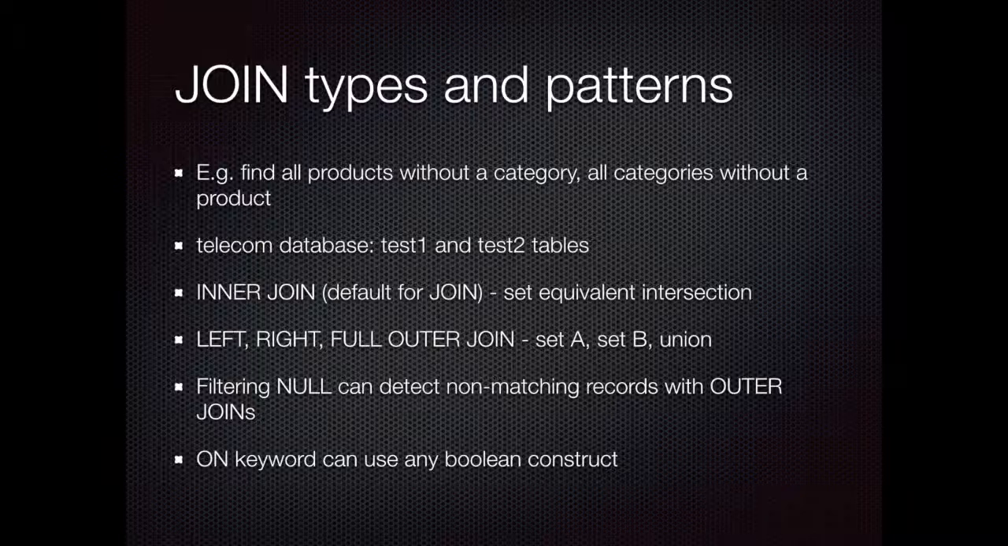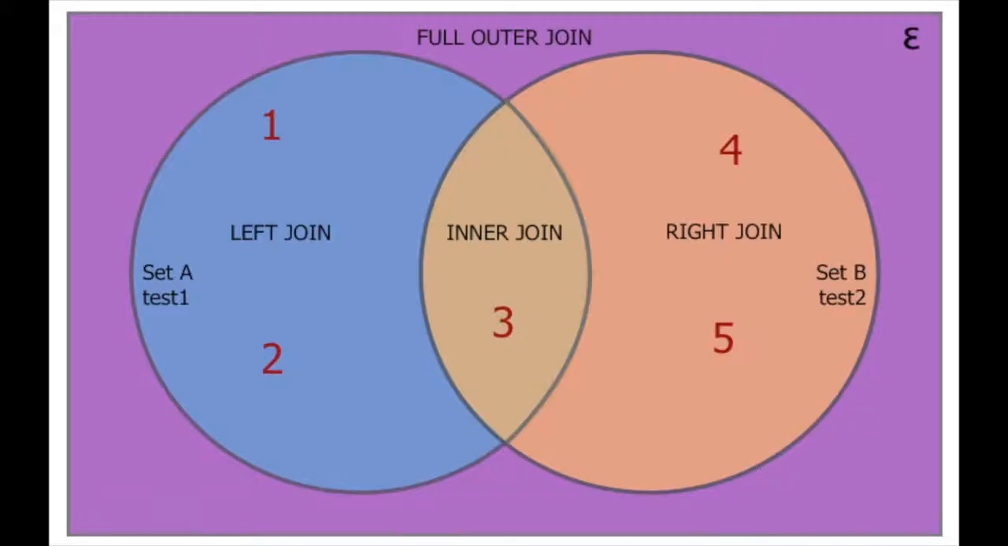You've got epsilon being all members of all sets. When you're doing joins in SQL, the left join is the table that appears further up in your from statement. Right join is the table that appears further down. So a left join is just this set here. Right join is just that set here. Inner join is the intersection between them. And outer join is everything.